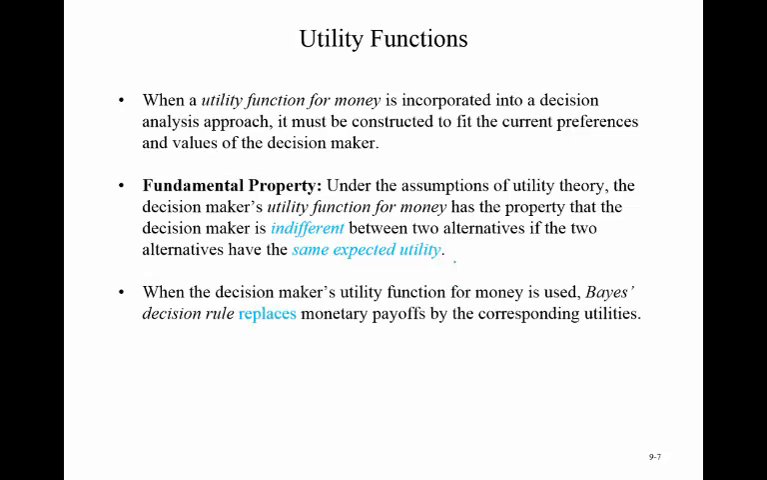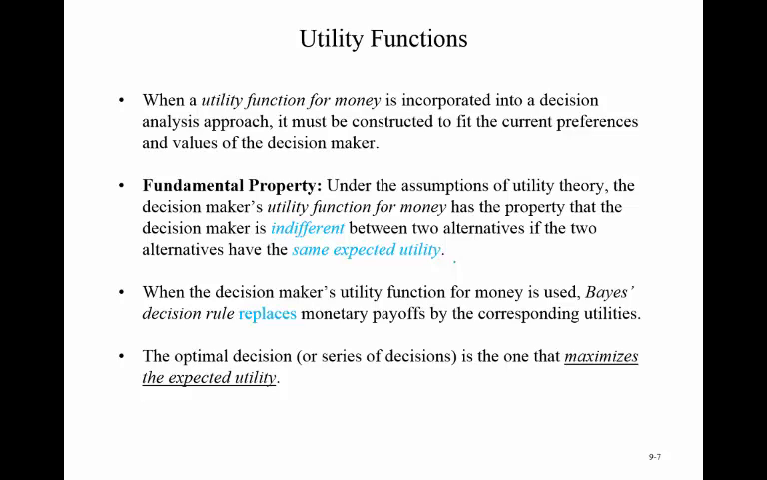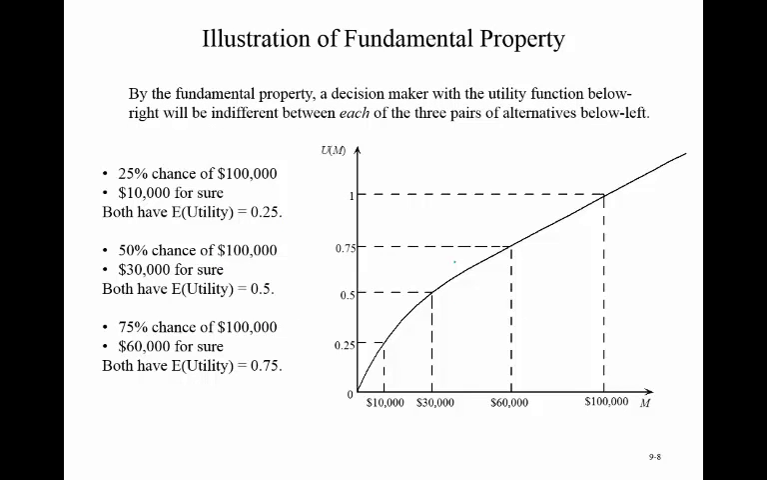So again, everything applies in terms of Bayes' decision rule and calculating the expected payoffs, but instead we're going to be calculating expected utilities. So the optimal decision is one that maximizes the expected utility. For example, this top one says you've got a 25% chance of getting $100,000. So imagine someone is saying, wow, you either get a 25% chance, like a wheel spin with a 25% chance of winning $100,000, or a sure $10,000.